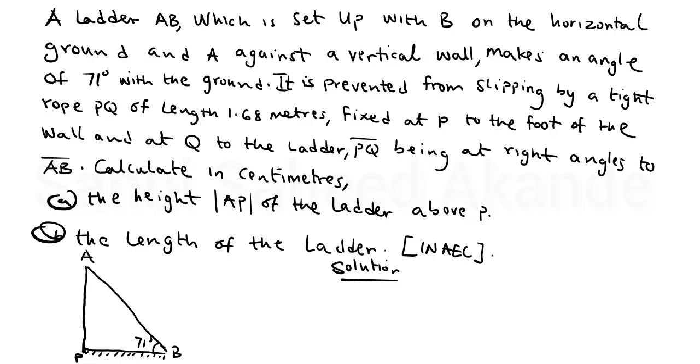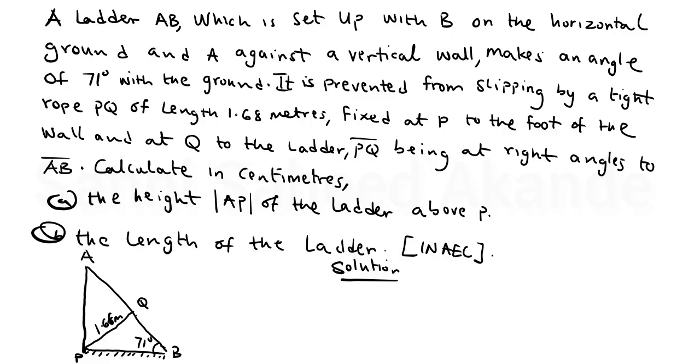1.68 meters, fixed at P to the foot of the wall at point Q. So let's say this is that point Q, then the rope is tied to point P to point Q. So this is point Q. Okay. And the length is 1.68 meters. Understood? So let's read further.